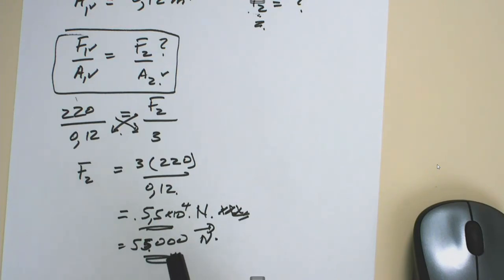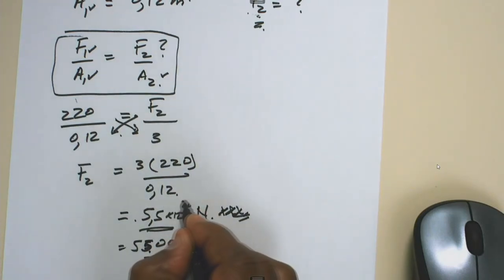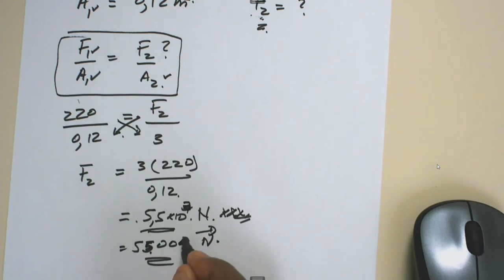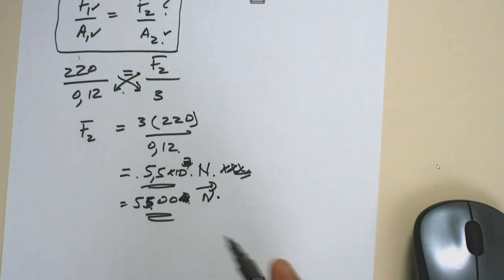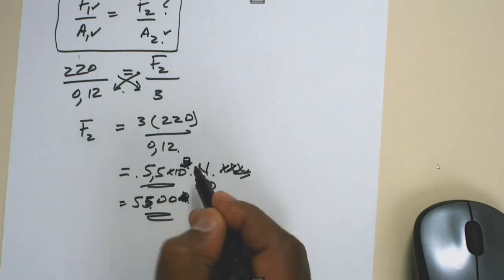I made a mistake here. I'm trying to check now where I made a mistake. 3 times 220, I think I added another 0, divided by 0.12. I made 0.012 instead of 0.12. So this would be 3, and then we cancel the other 0 there. But that's a mistake that I made.